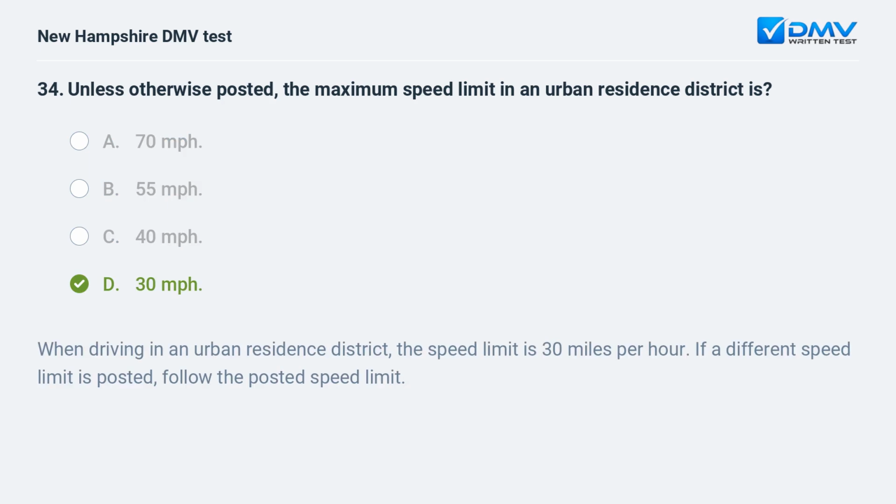D. 30 miles per hour. When driving in an urban residence district, the speed limit is 30 miles per hour. If a different speed limit is posted, follow the posted speed limit.